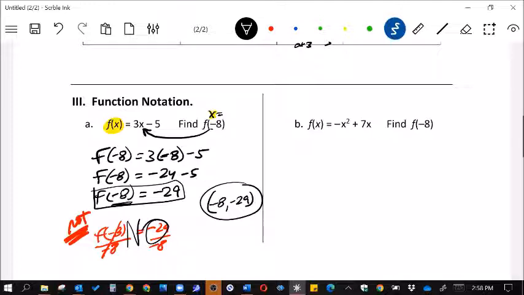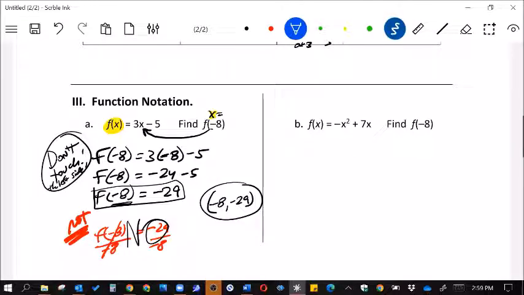So you don't do anything with this left side. Don't touch the left side. It's only notation telling you what the X is. Well, now having said that, let's use that over here. We're going to use negative 8 in a different type of problem.